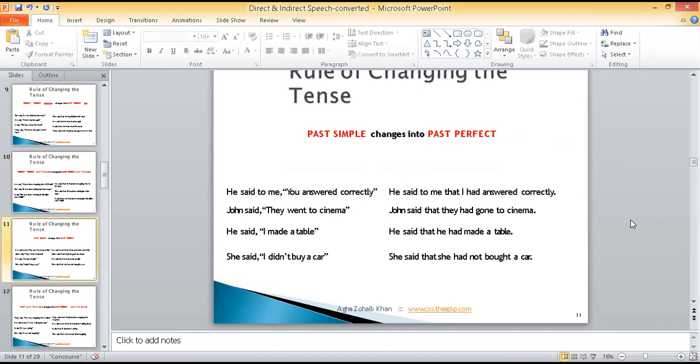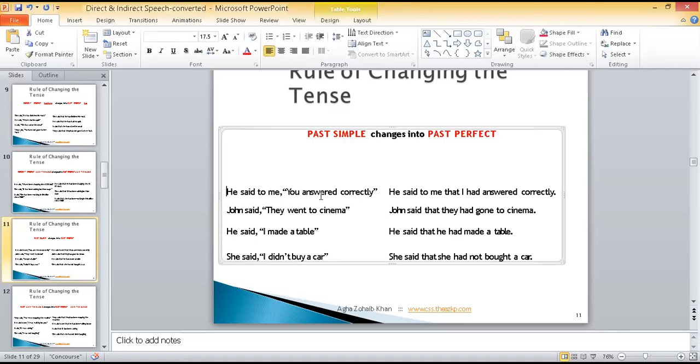Now simple past. Okay, before there was something that if you have a sentence like, I said, "I go to the market," I'm going to change it. I said that I went to the market. Simple present changes into simple past. Now the question comes here, what if I get this very portion into the past? He said to me, "You answered correctly." Now this is a question.